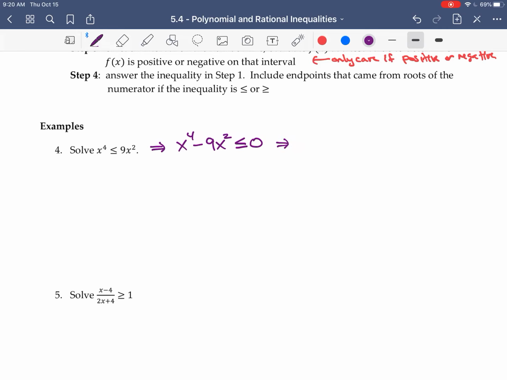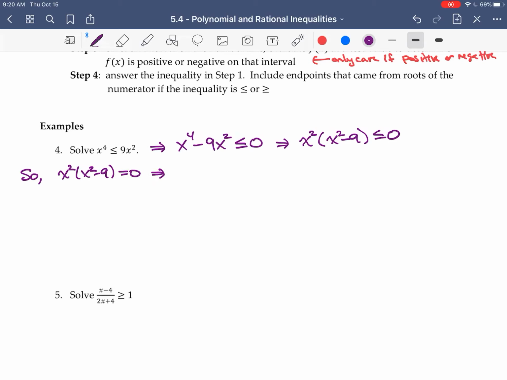Okay, now this is not a rational function, it's just a polynomial function, which means it's continuous everywhere. So I just want to find the x-intercepts, so I'm going to factor. I can take out an x squared, and that's going to leave me with x squared minus 9. Okay, so x squared times x squared minus 9 is equal to 0.